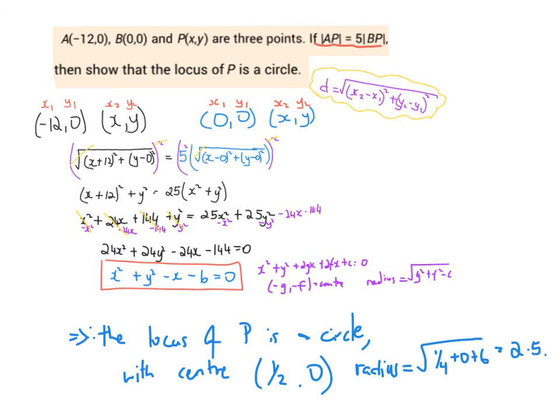So we have shown fully that the locus of P is a circle, and always at the end write down what the centre of it and the radius of it is for completion's sake. Okay, so let's make sure that we get these notes written down into our copy.